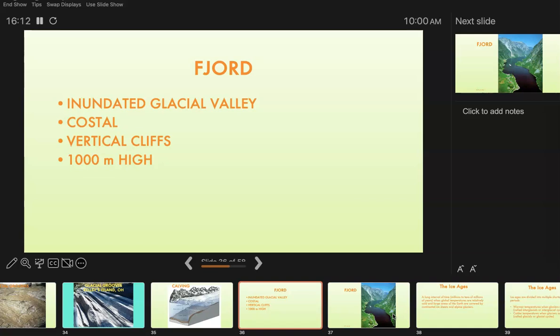Jump ahead a couple thousand years, and sea level rises. Inundated means flooded. I am inundated with requests for grades because I'm behind in grading. I'm flooded with requests for grades because I'm behind in grading. Inundated is just a fancy word for flooded.